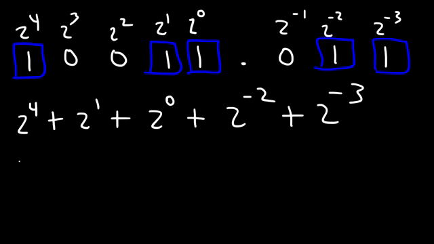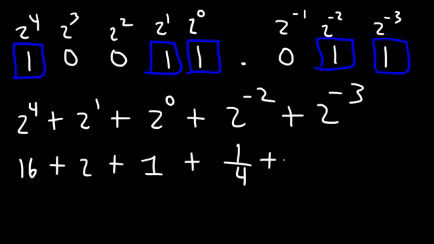2 to the fourth power is 16, and 2 to the first power is 2, 2 to the 0 power is 1, and then 2 to the negative 2. If 2 squared is 4, 2 to the negative 2 is 1 over 4. And if 2 to the third power is 8, 2 to the negative third power is 1 over 8.